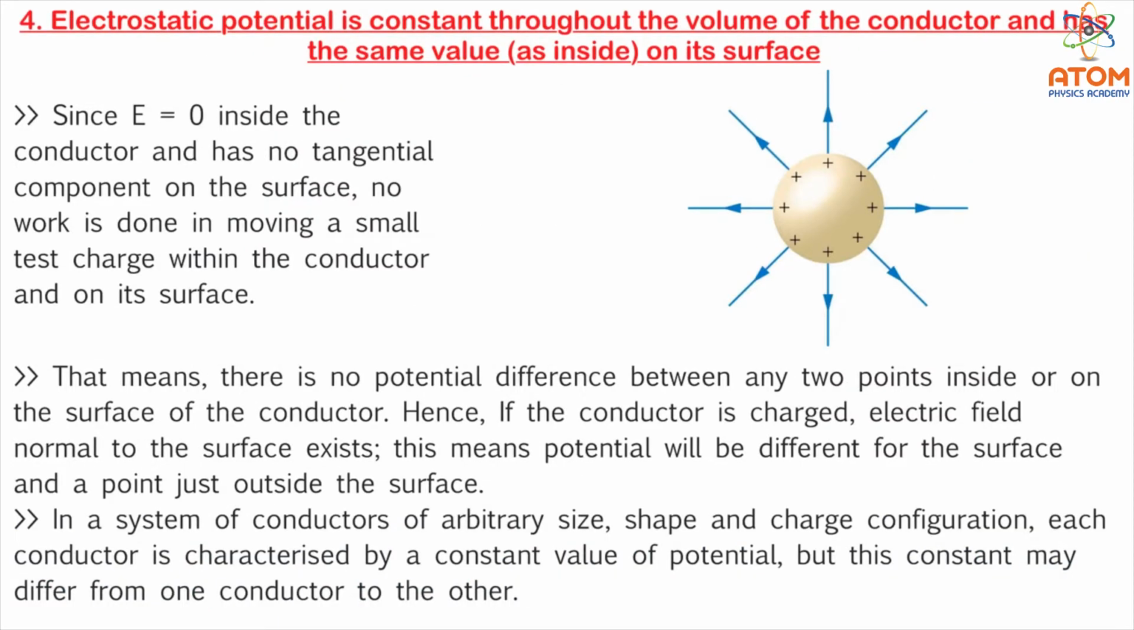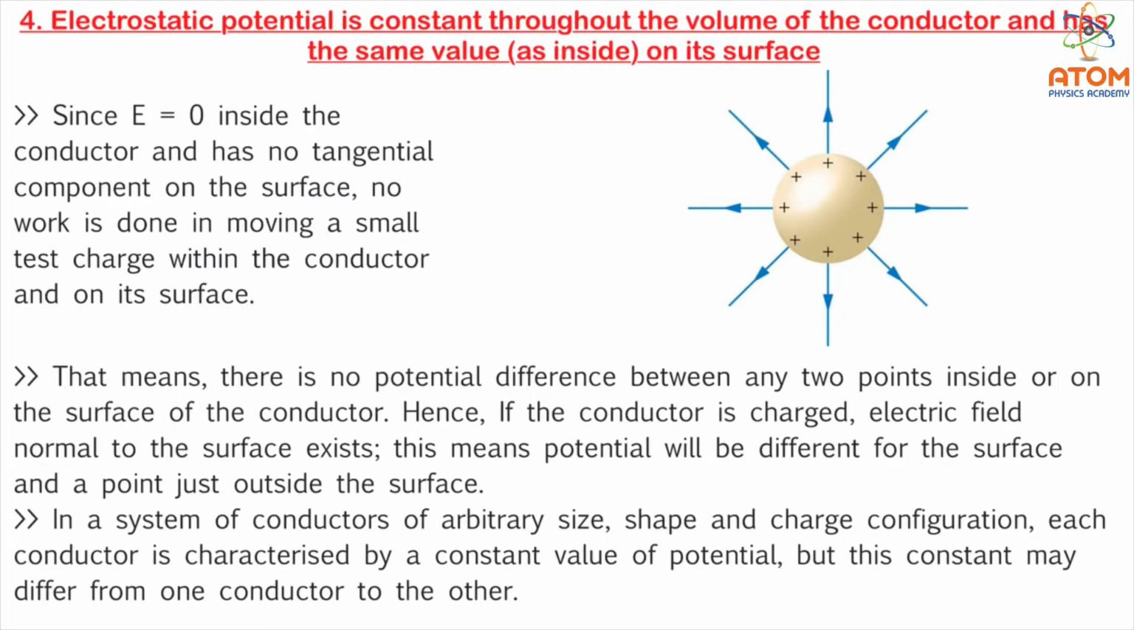Now let us see the fourth important point of the electrostatics of conductors. Electrostatic potential is constant throughout the volume of the conductor and has the same value on the surface as it is inside. This is very interesting. For any conductor, the electrostatic potential inside that conductor and on the surface of that conductor is the same and it is constant. How is it so?